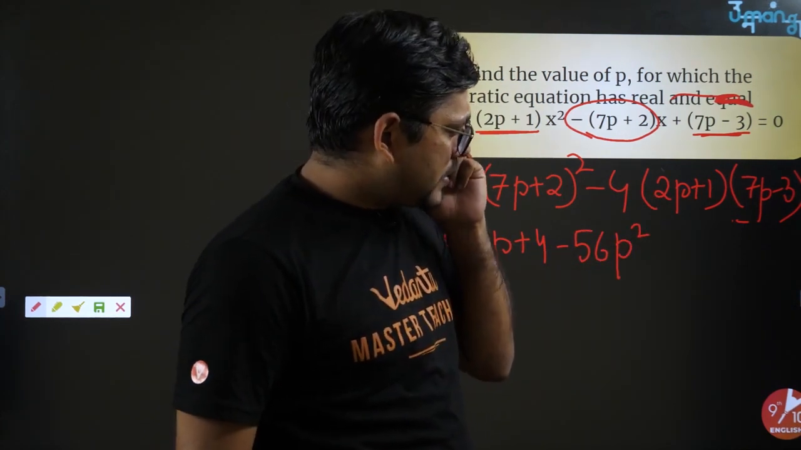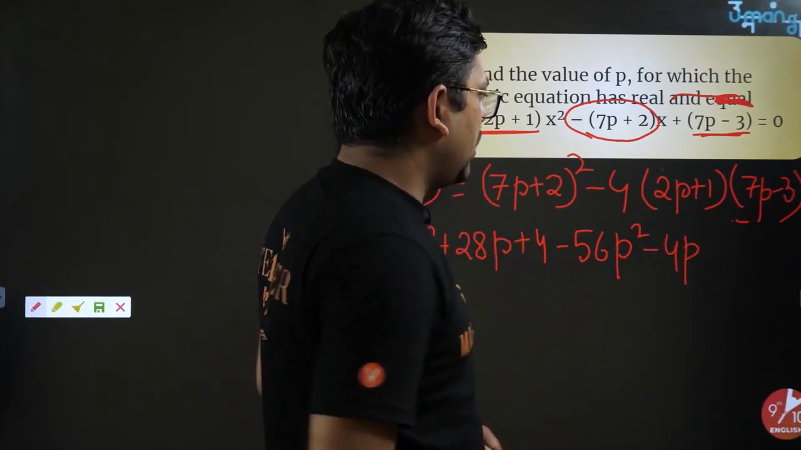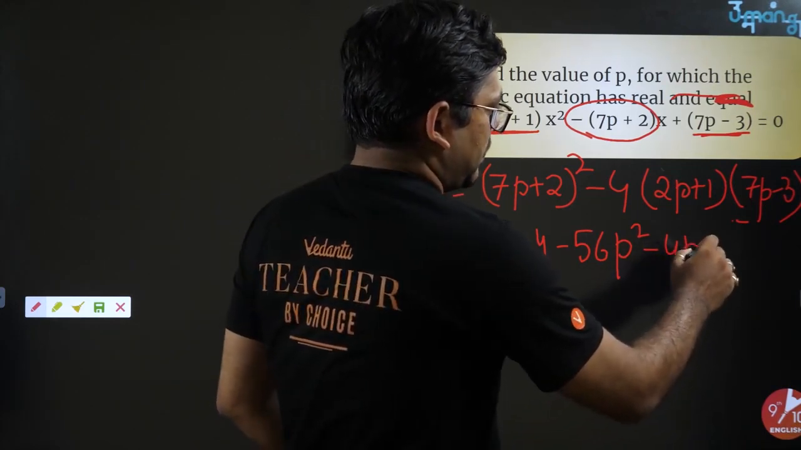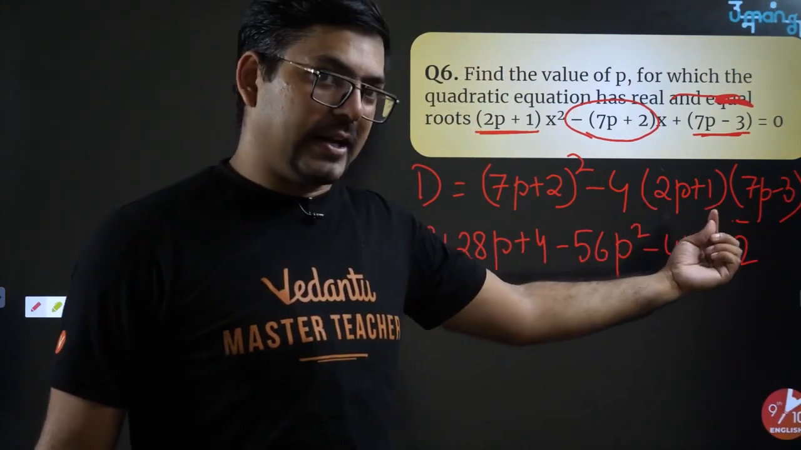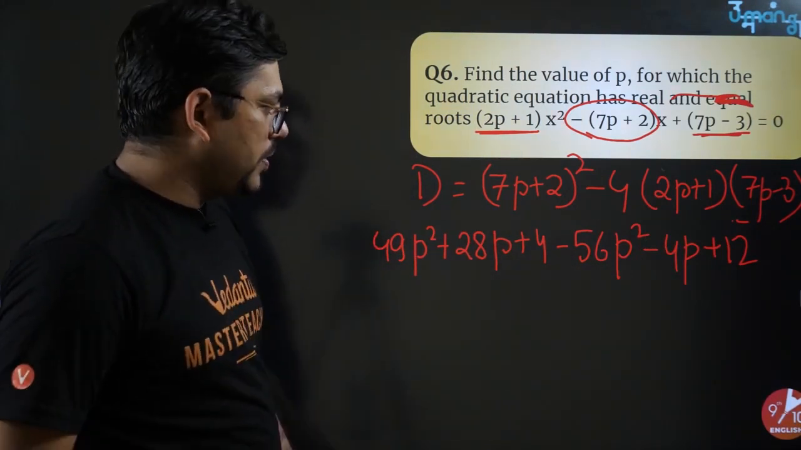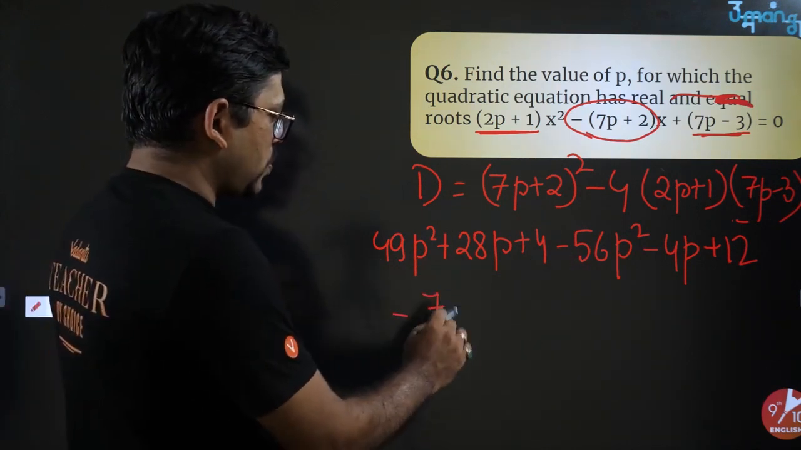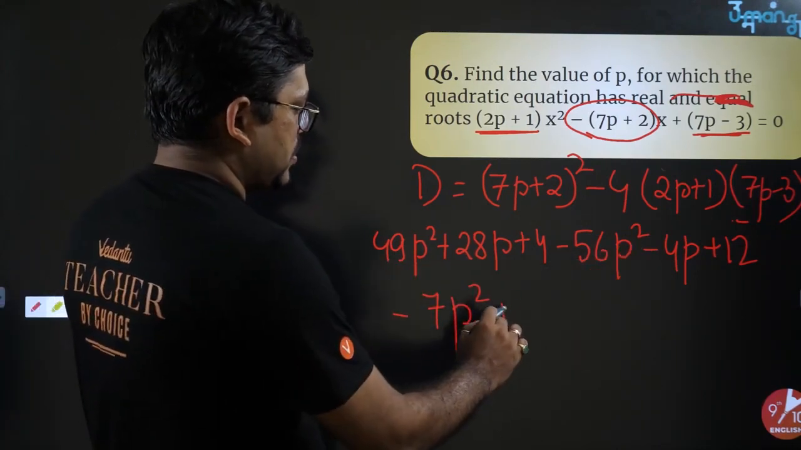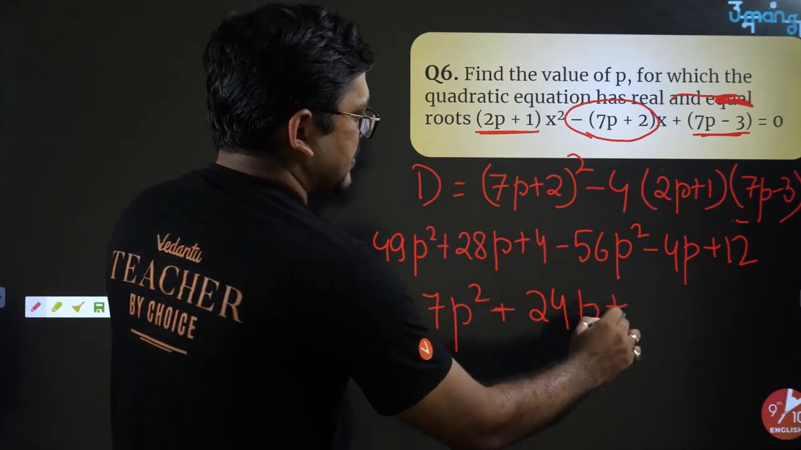Okay, so minus 6 and 7, so it's like minus 4p, and then plus 12. Yep, this is going to be the calculation of these three brackets, these three terms. Once you solve all of them, first of all, what you'll get is 49p square minus 56. So if I'm not wrong, this is minus 7p square. Okay, that's cool. 28p minus 4p, so this is like plus 24p here, and then 4 plus 12, that is 16.